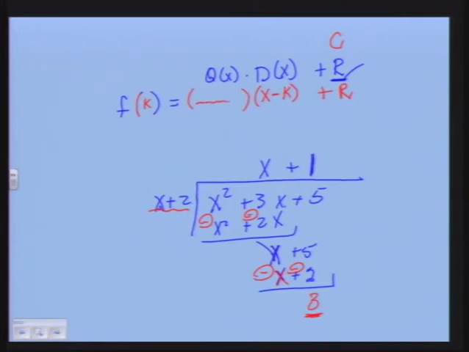So does it really matter what that is? Because if I'm finding the f of k, I'm going to plug k in everywhere here and here. And when I plug k in, that second factor, the divisor, I get 0. So the f of k is the remainder when x minus k is the divisor. So that's how we're finding the function value. And yes, it works every time. We can see it right here.